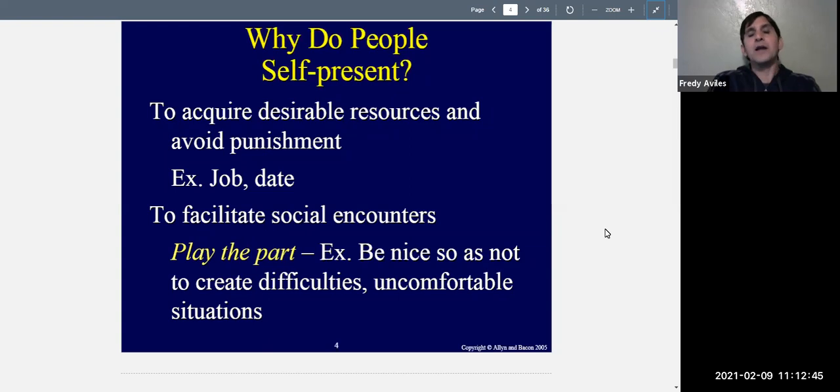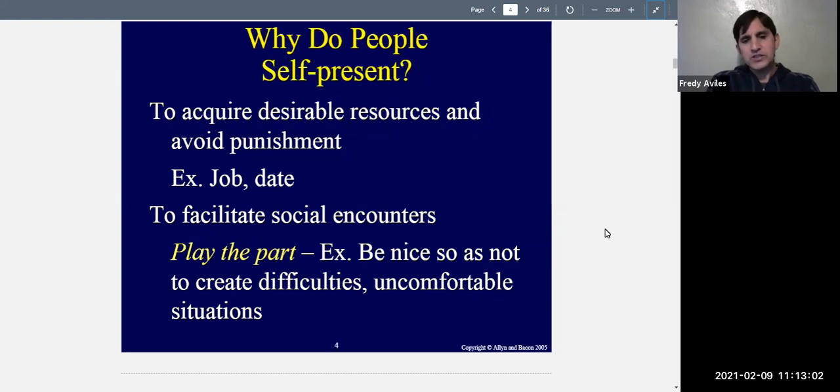We want to acquire desirable resources and avoid punishment. We want good things. We want to avoid the bad things, right? And that's why we self-present. We want to show ourselves in a certain way. Okay, that's what it's about.